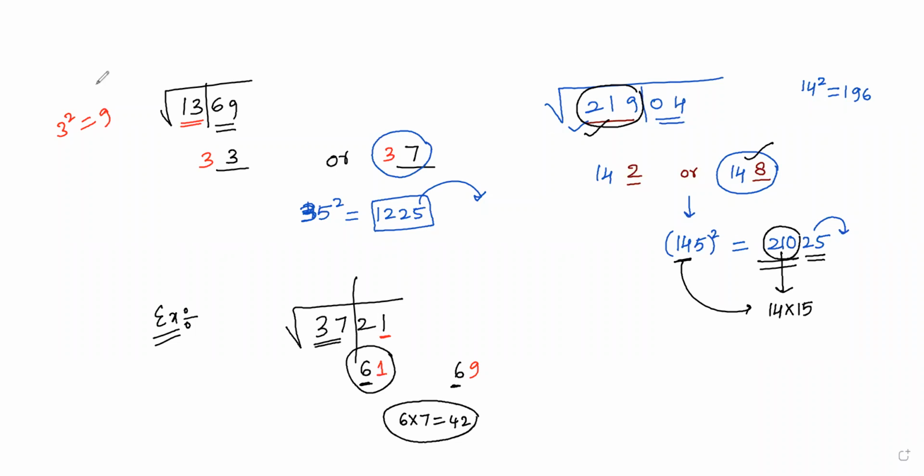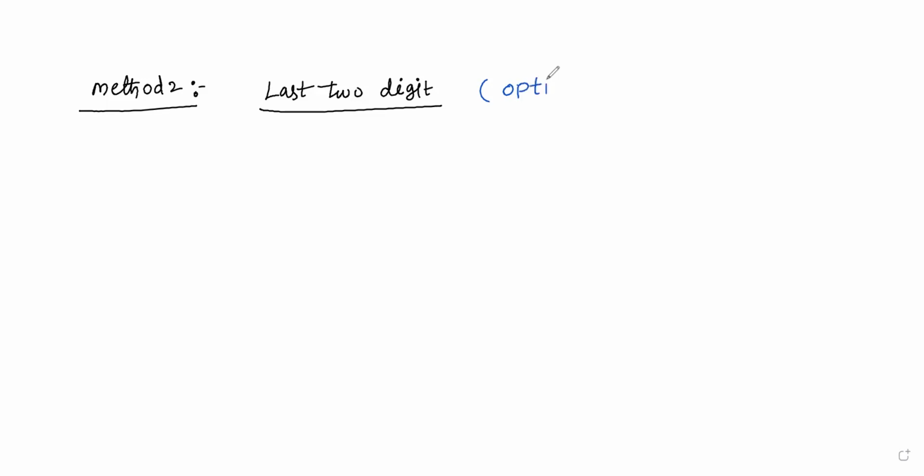Now let us see method 2. In this method we use the last two digit concept. This method is very useful when options are given. Sometimes in the options a tie situation also comes out. Then we have to use the digital sum in case a tie occurs.